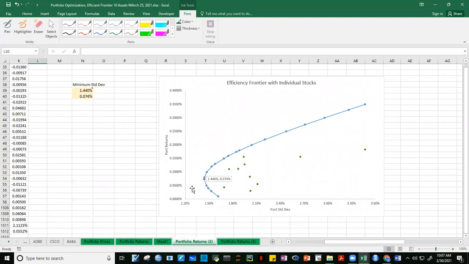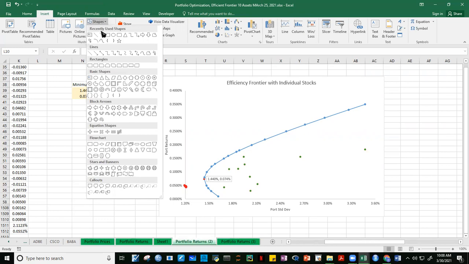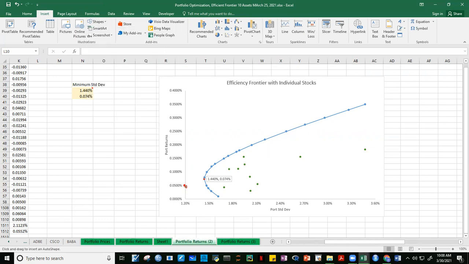And then, identify natin yung risk-free rate. Kunyari, ito yung risk-free rate. For example lang, if this is your risk-free rate, then we're going to draw a line of tangency. Siyempre, gagamitin natin si Excel para ma-draw itong line of tangency na ito. Alamin natin kung saan yung point na yan.